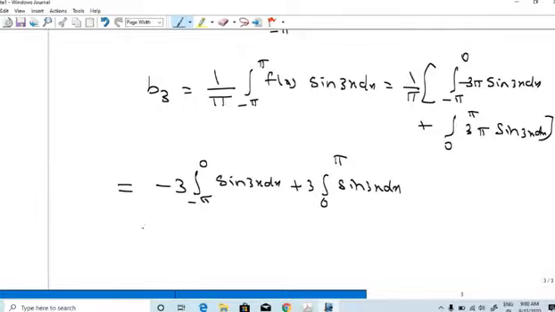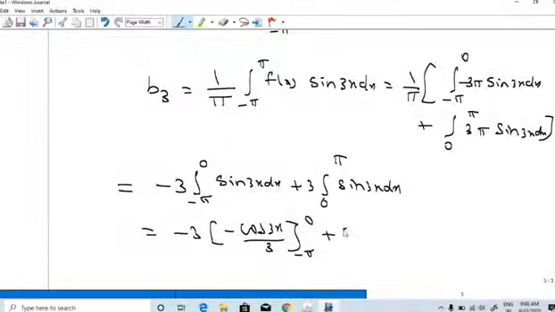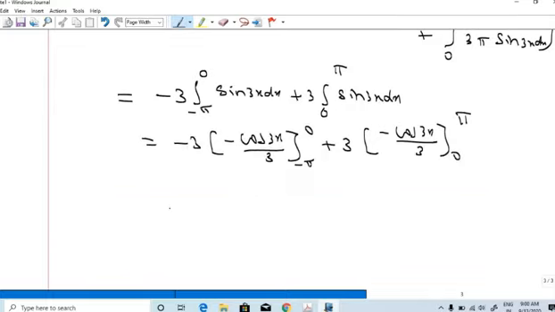Now this is equal to minus 3. If we integrate sine 3x, we get minus cos 3x by 3, from minus pi to 0, plus 3 times again the integral, minus cos 3x by 3, from 0 to pi. Now substitute the upper limit and lower limit, and then we can cancel this 3. 3 is common, therefore cancel. And then if we take minus outside, minus minus is plus, and cos 0 value is 1.